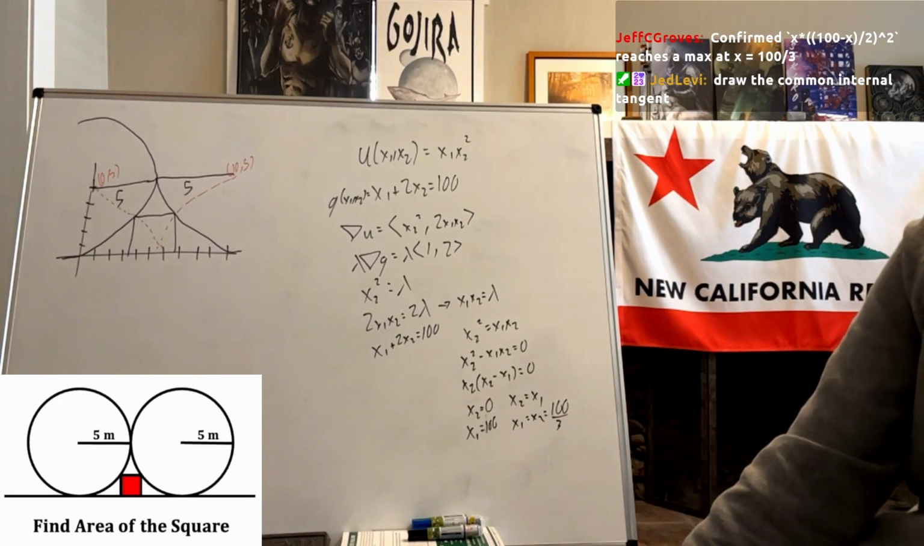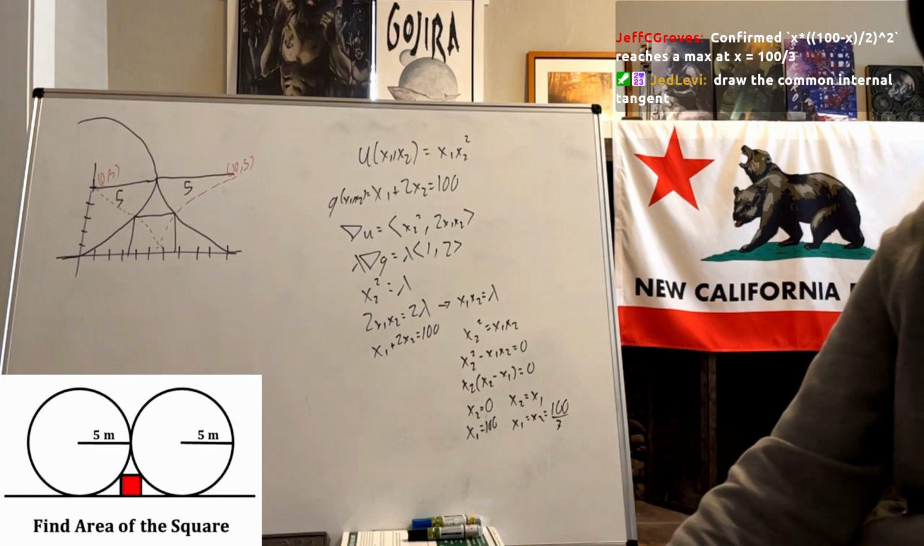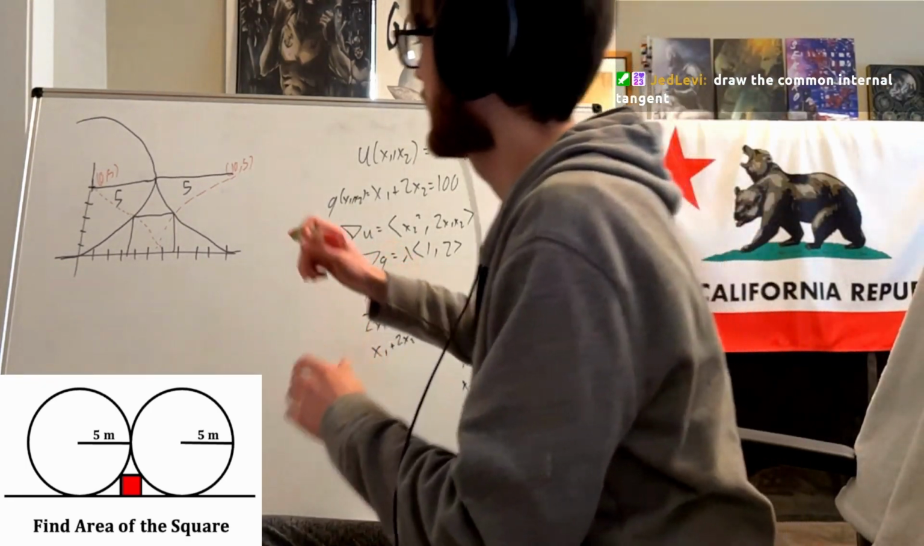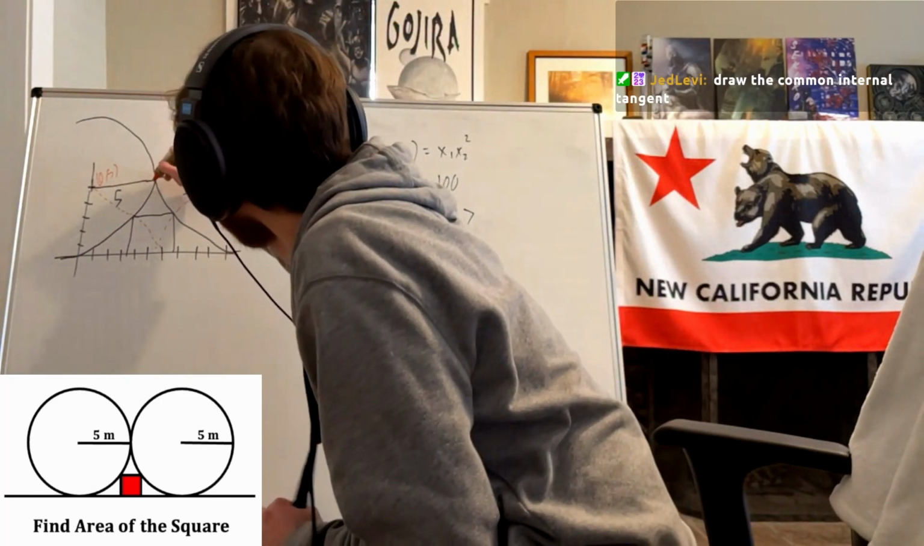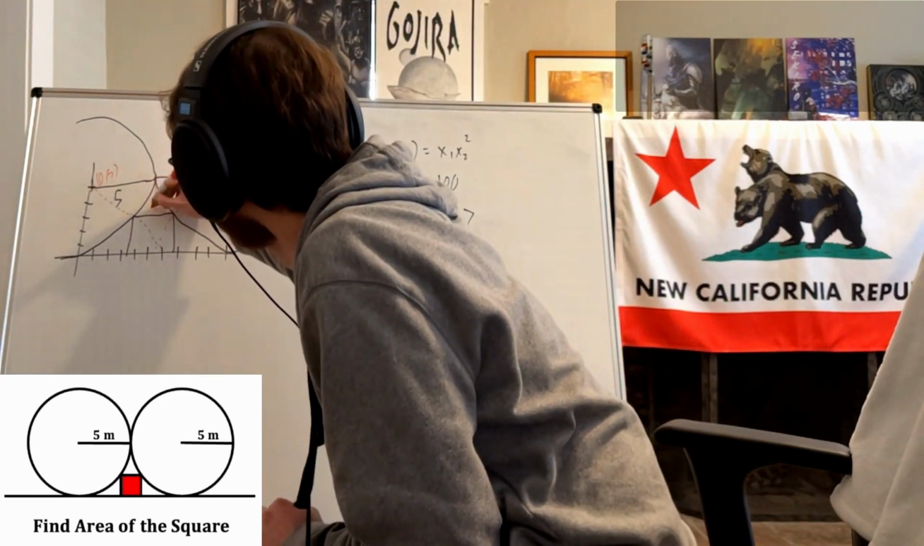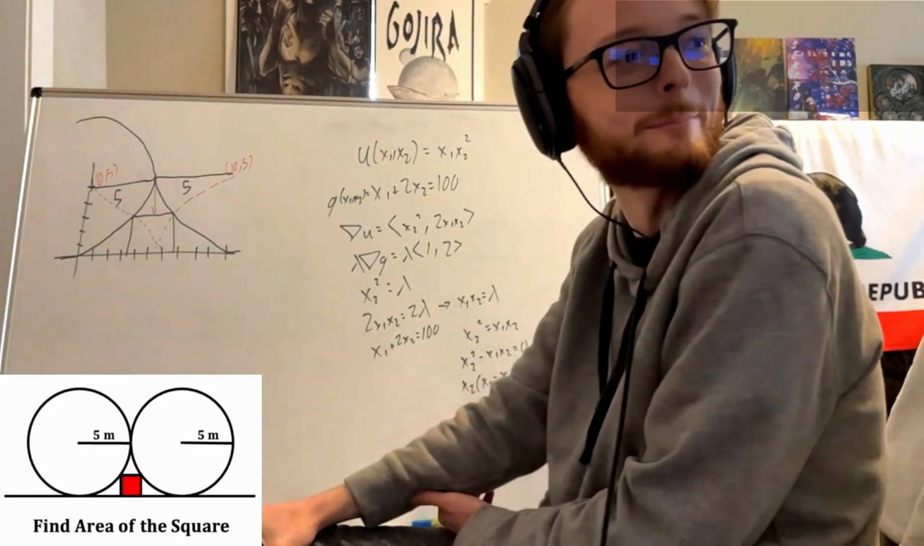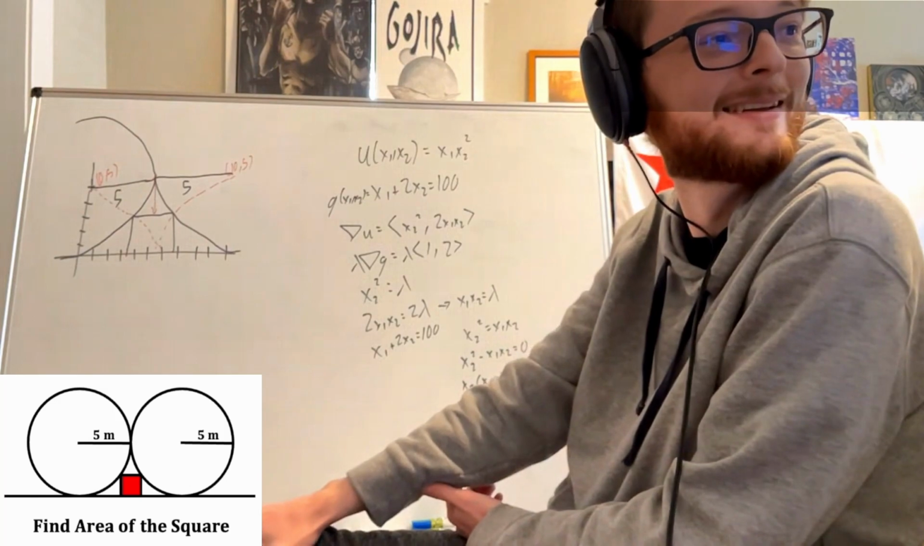Oh, okay. Thanks for looking at that, Jeff. The common internal tangent? Oh, between the two? Like going straight down? If this is a butt, then this tangent is the poop, I guess. If I put it in like little kid terms. Like potty humor.